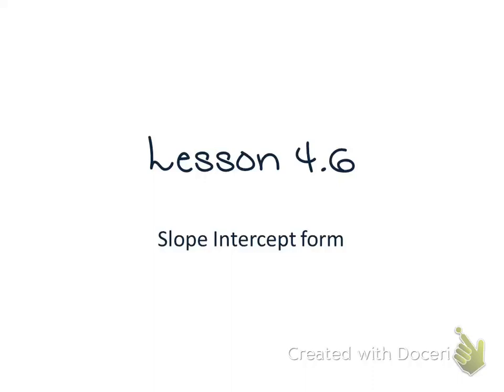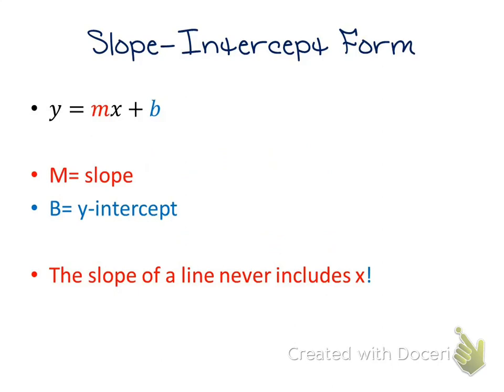Lesson 4.6 is going to be, we're learning all about the slope-intercept form. Slope-intercept form is probably the most common form that an equation needs to be in all of algebra. It's how we graph lines, how we can tell our slope, and how we can tell our y-intercept, okay? And this is the equation for slope-intercept form. Y equals mx plus b.